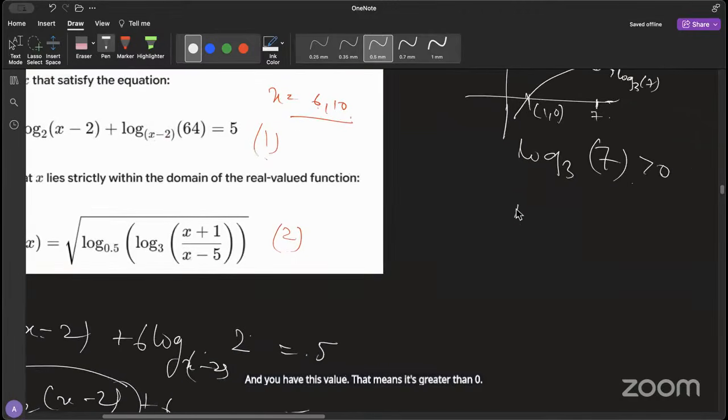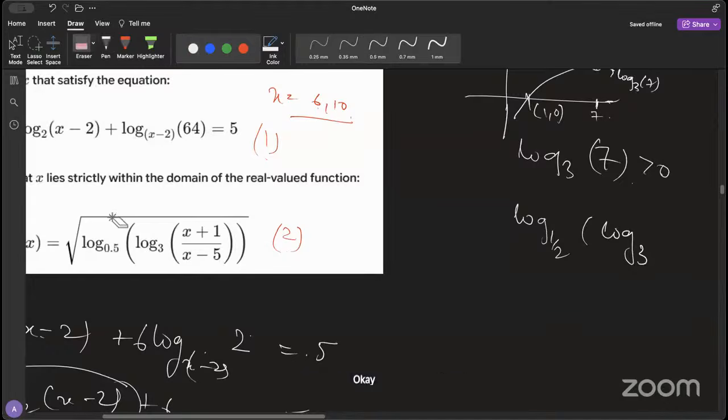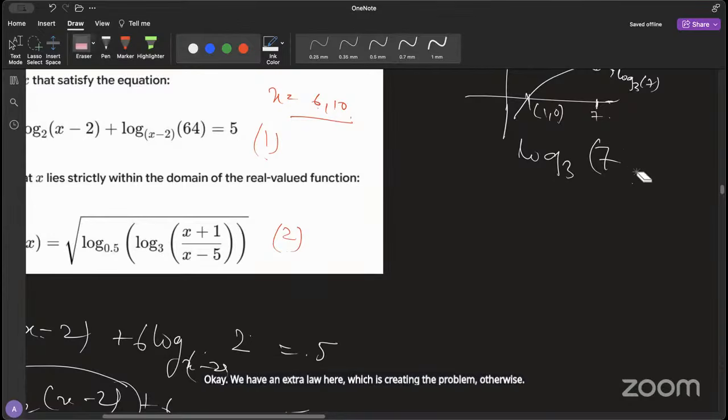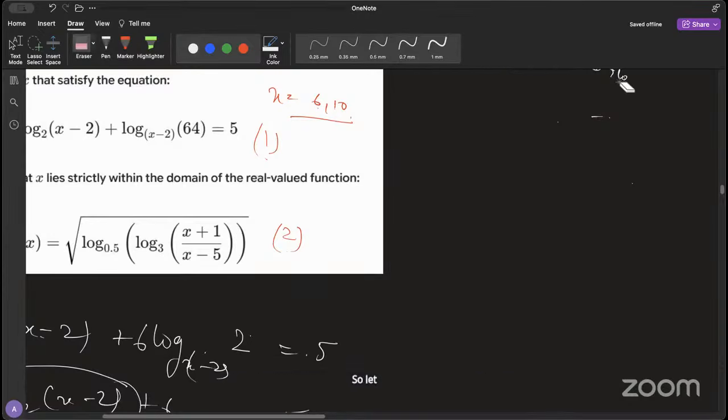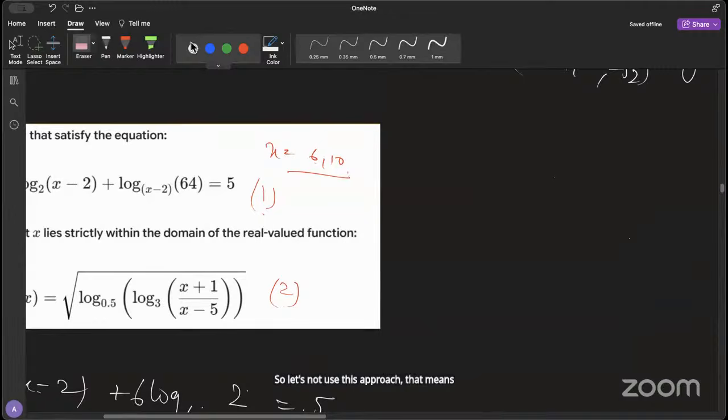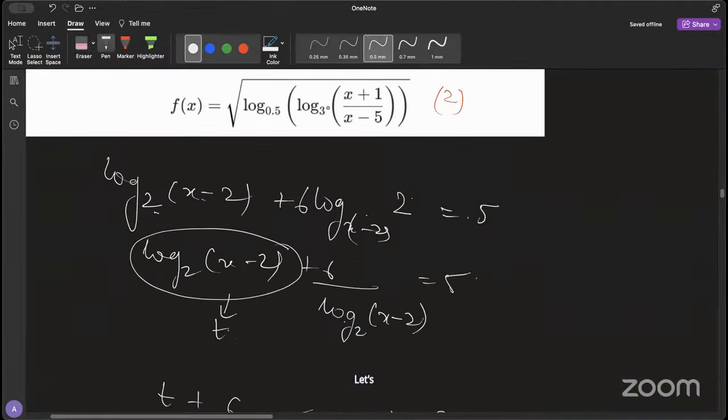And then you will apply log base half to log base 3, and now we don't know this value, right? So that will be a problem. We have an extra log here, which is creating the problem. Otherwise, let's not use this approach. That means we'll have to find the domain. Let's find the domain of this function.